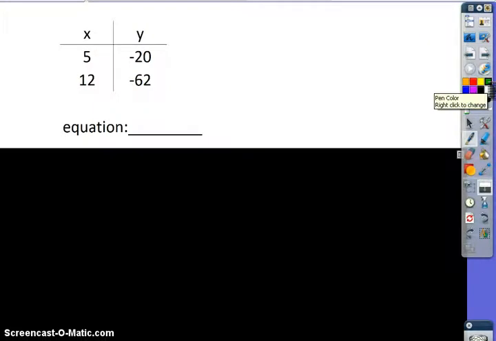The first thing we need to do is find our x and y difference. So I want you to find this difference, and I want you to find that difference. Do that now. By now, you should have realized that from 5 to 12 is 7.